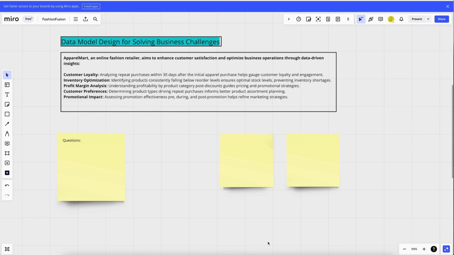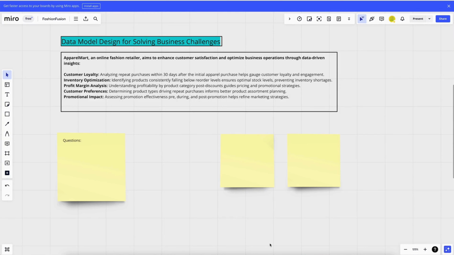The second one is inventory optimization. The third one is margin analysis, then customer preferences, and the last one is promotional impact. On that one, they want to assess the promotion effectiveness pre, during, and post promotion, and that helps them refine marketing strategies. So this is the problem statement they have provided.